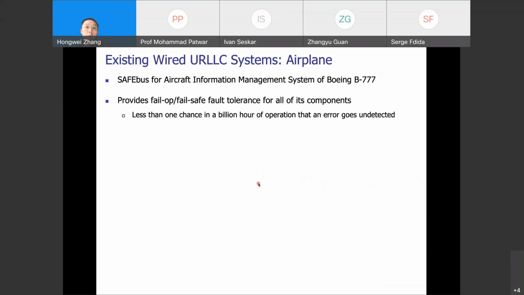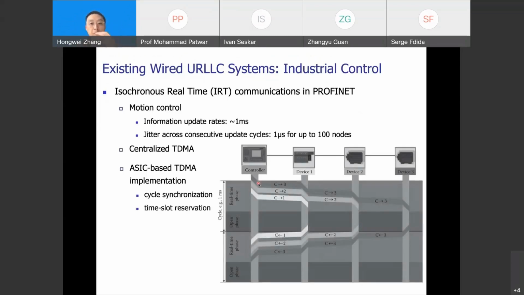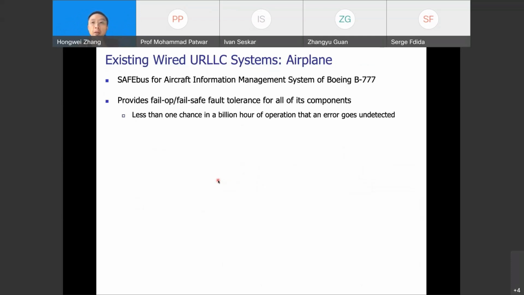And then if you look at the airplane, right, there's a lot of discussion about UAVs. If you look at what's used in airplanes today, here's another example that shows a very delicate design that's even more rigorous and more stringent than what we have seen in Profinet. There's a SAFEbus. SAFEbus is a bus system that's used in the Boeing 777.